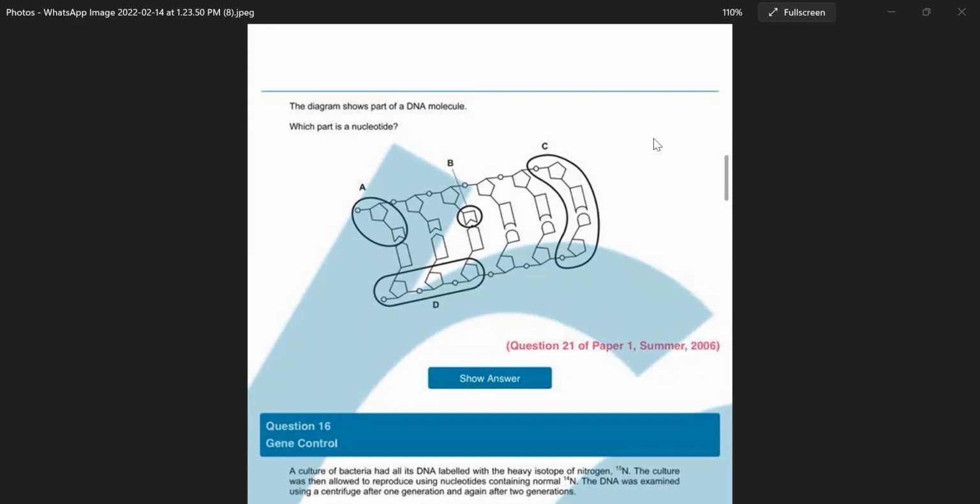Quickly, this should be very easy. A, Aruba? Which part is a nucleotide? B? No. Take your time, take your whole time. Even correct answers are for learning. It doesn't matter. Take your time. Think of the basic definition. What does a nucleotide consist of?